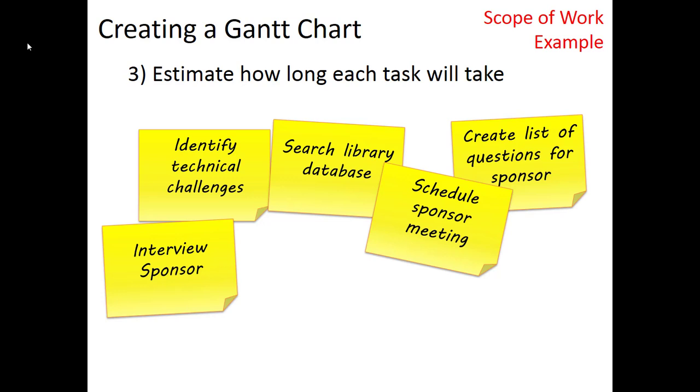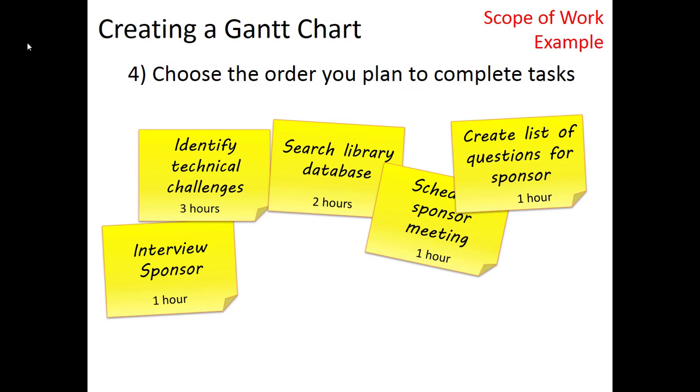Once you've ensured that all of your tasks are SMART, you then want to look at how long each one of them takes. So I've got 5 different tasks listed here. Let's do a quick estimate. Identifying the technical challenges, maybe that takes 3 hours. Library database, 2 hours. Scheduling a sponsor meeting should be less than an hour, but I tend not to measure any less than that, so we'll give it an hour. Create list of questions for the sponsor, an hour, and interview the sponsor, probably about an hour.